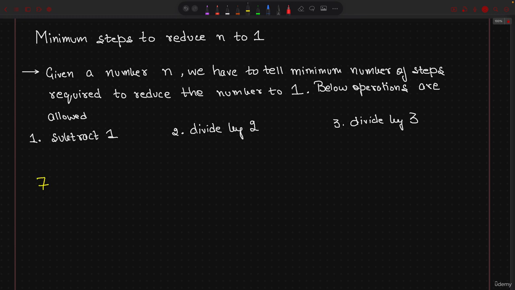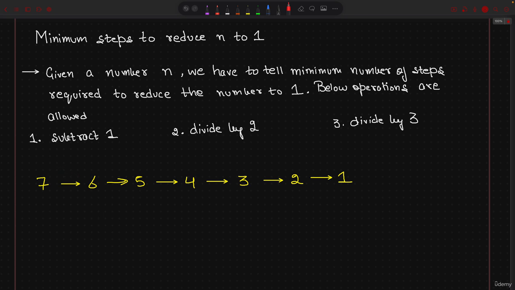Now the very first thing which we can do here is we can keep on reducing this number by 1, right? So 7, 6, 5, 4, 3, 2 and 1. So we have done here 1, 2, 3, 4, 5, 6. 6 steps we have done, everyone. And if we count this one step as well, we have done 7 steps in total, right?